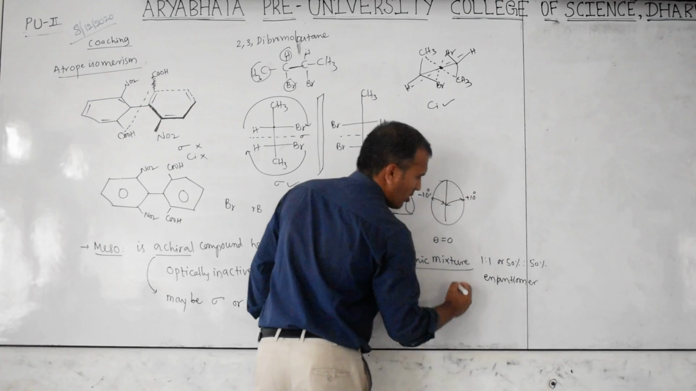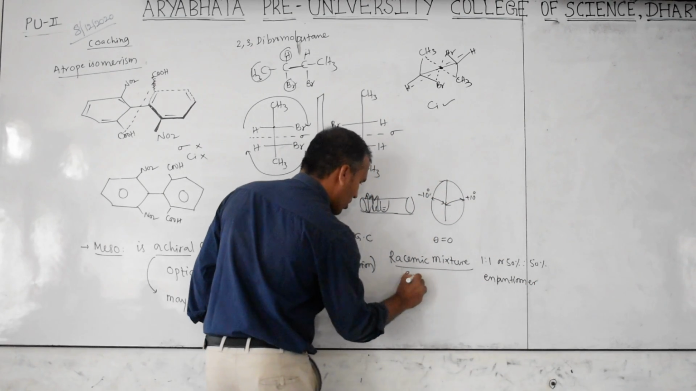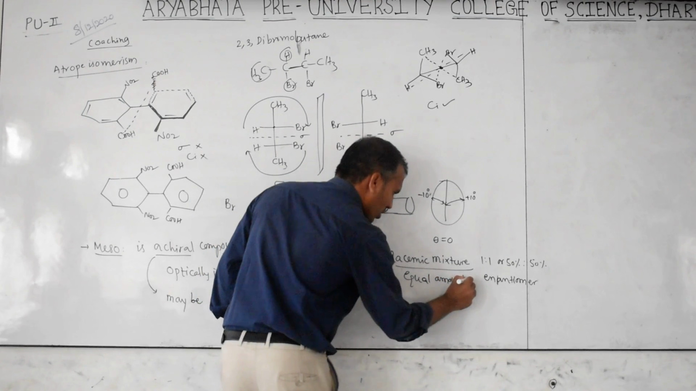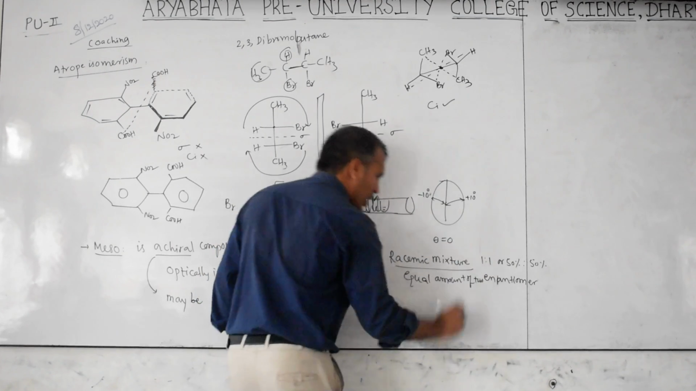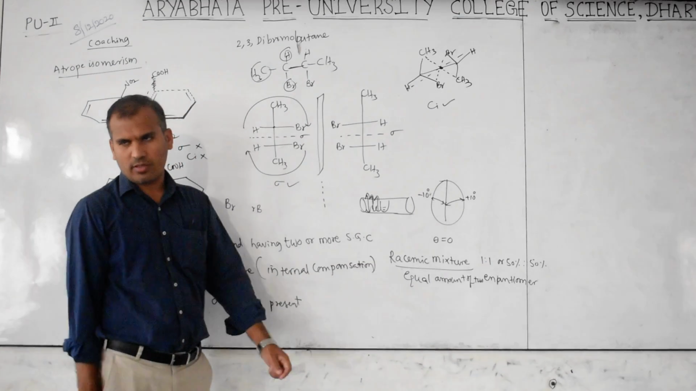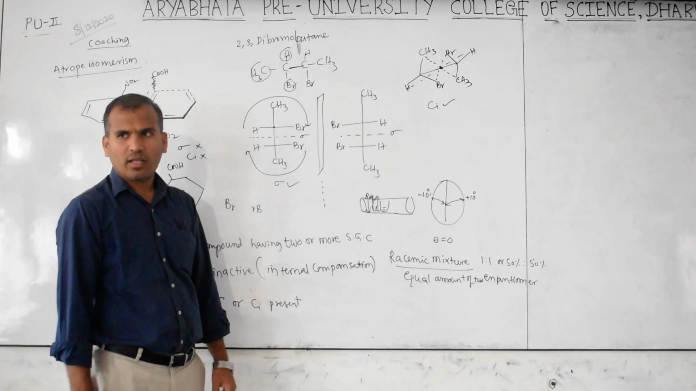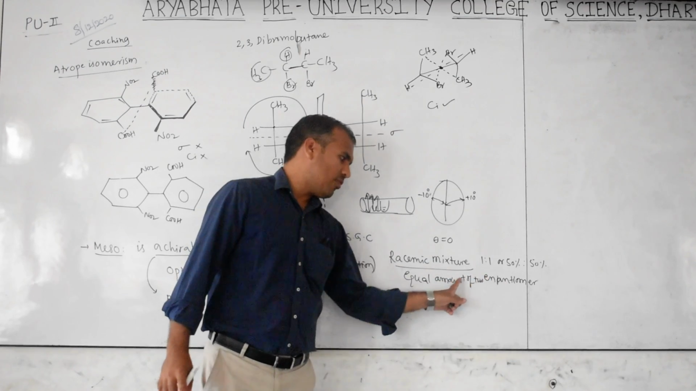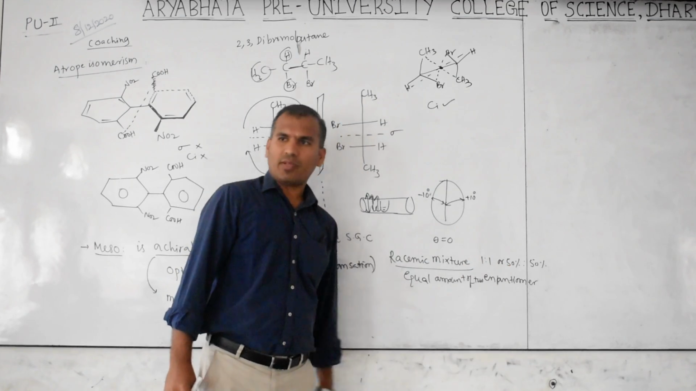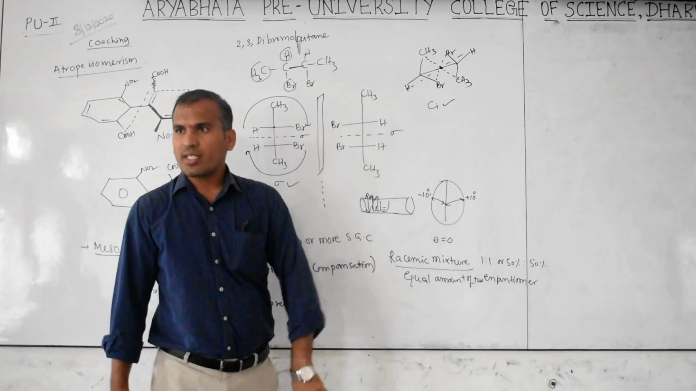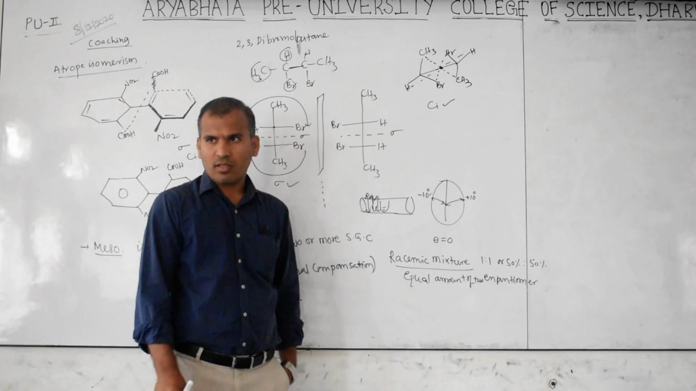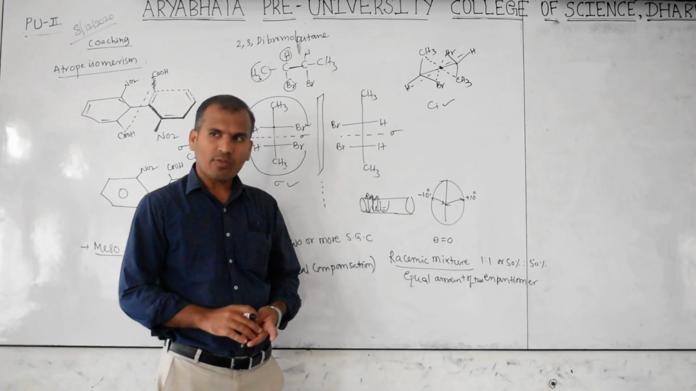Equal amount of 2 enantiomers. That is called a racemic mixture. Clear? Equal amount of 2 enantiomers. Equal amount of enantiomers means what? 1:1 or 50-50%. Then only it is racemic. If one is 25% and the other is 75%, equal or unequal? Unequal. Then is that optically active or inactive?